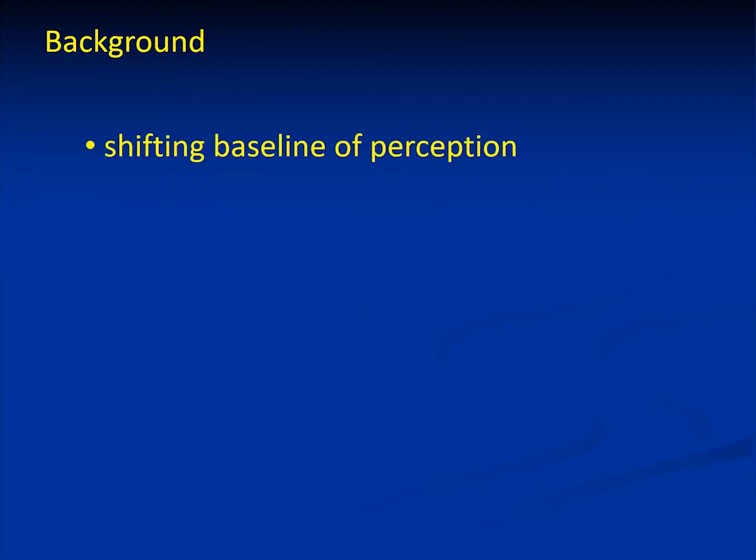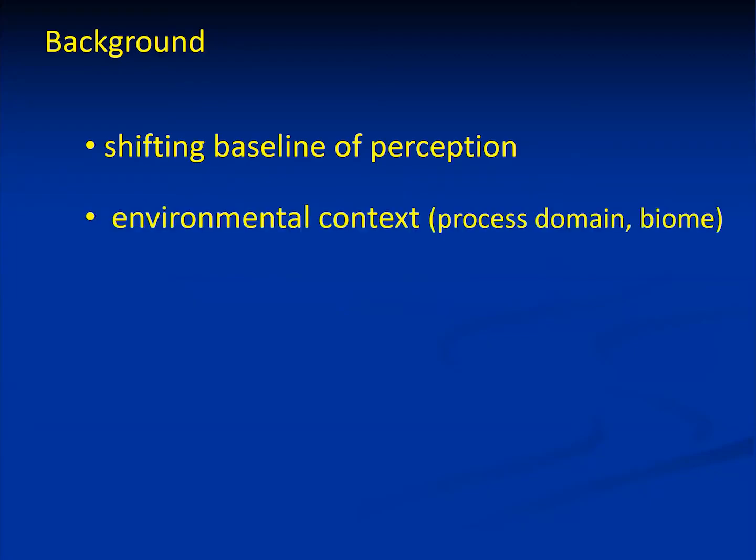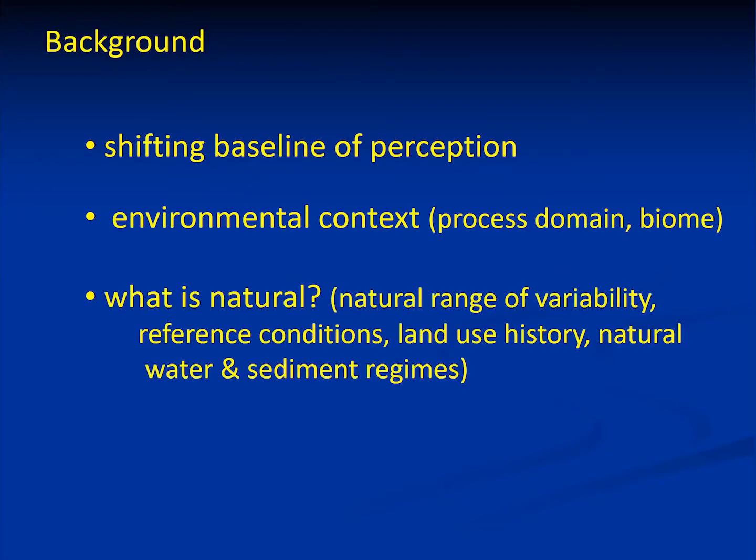The idea that how people perceive river corridors, which I use to refer to channels and floodplains, is an important component of how we manage them and what we expect to see. Where you are in the world in terms of the environmental context, the geomorphic process domain, and the geographic location is very important. And then the whole question of what is natural.